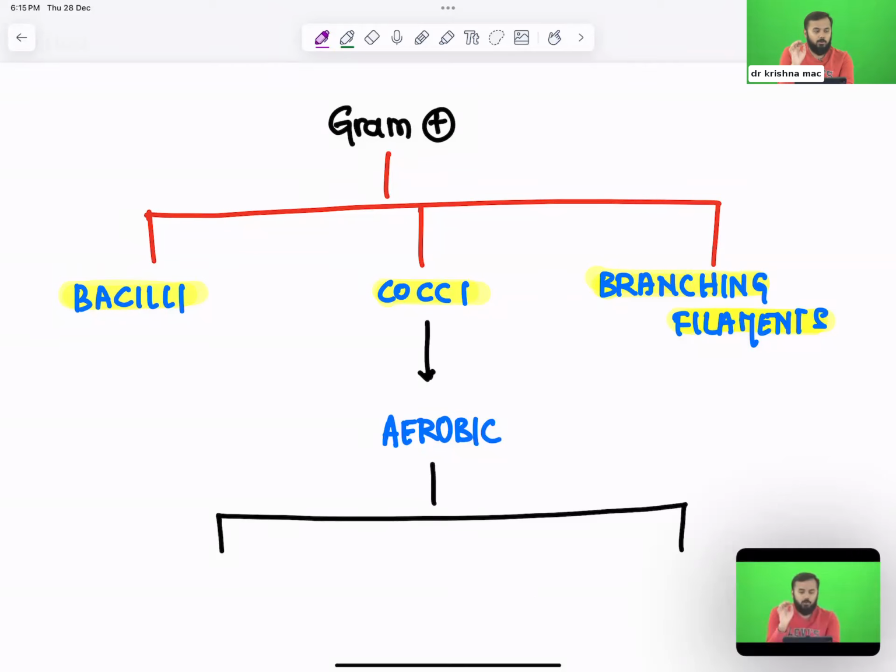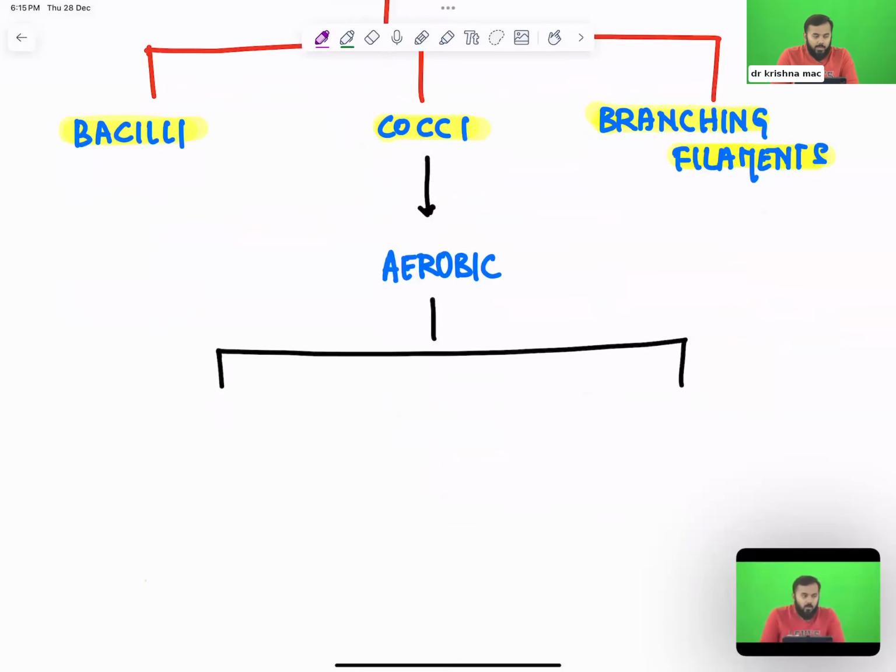So all of you now look here. This is the classification which all of you know already, right? So basically we divide this gram-positive bacteria into bacilli, cocci and branching filaments. Every bacteria which we discuss, we are starting from this table only. Now, when you look at most cocci are aerobic only because anaerobic cocci, they don't survive basically. Okay. So we discuss the aerobic group itself.